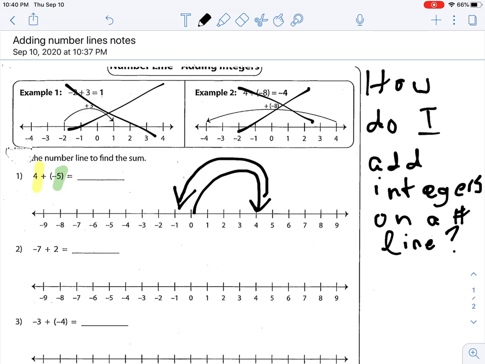So we know we always start at 0. The first move is to the first number, and the second move is to the answer. So this answer is going to be -1.